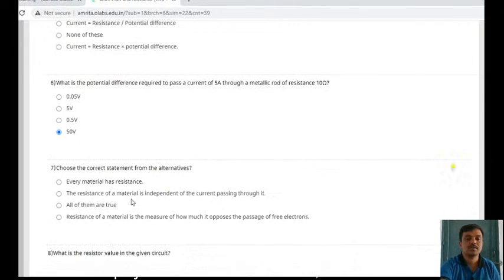Next, choose the correct statement from the alternatives. Every material has resistance. The resistance of the material is independent of the current passing through it. All of them are true. Resistance of the material is the measure of how much it opposes the passage of free electrons. Choose the correct statement: every material has resistance, and the resistance of the material is independent of current passing through it. All of them are true. Yes, all of them are true. Everything is correct.